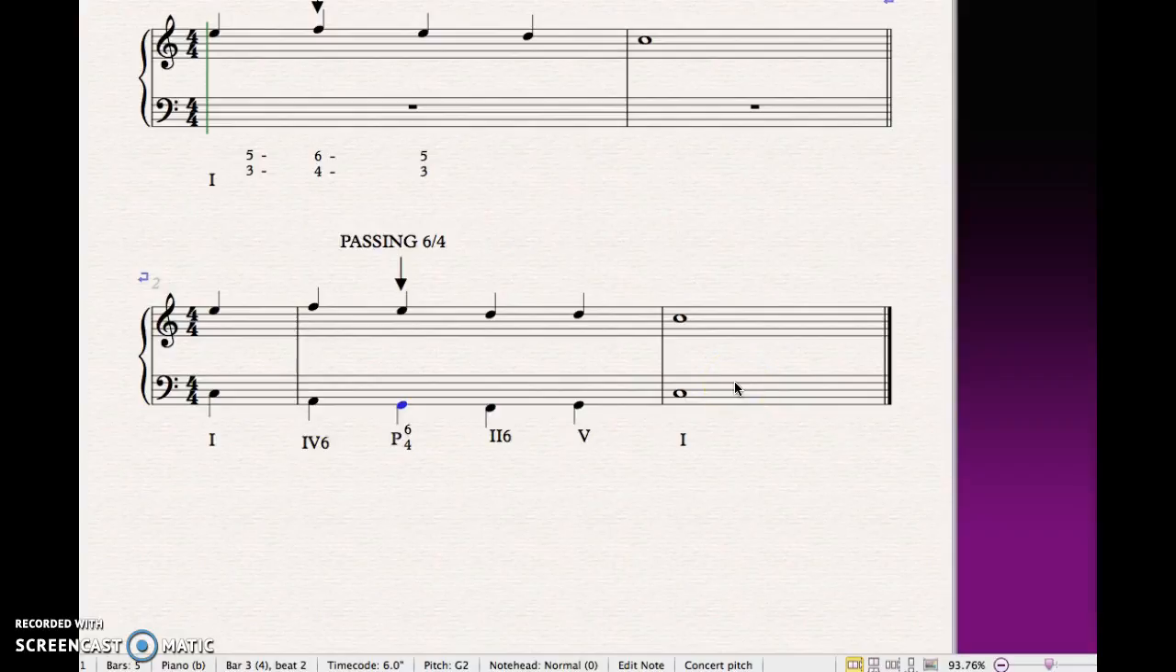Now, so that's your passing 6/4. Not a stable bass, but a moving bass. And it functions to expand dominant prep. Now, it's not the same chord. The 4 is moving to the 6, but as we know, the 4 and the 6 both have a dominant prep function. So they're very similar. There's only one note that's different.